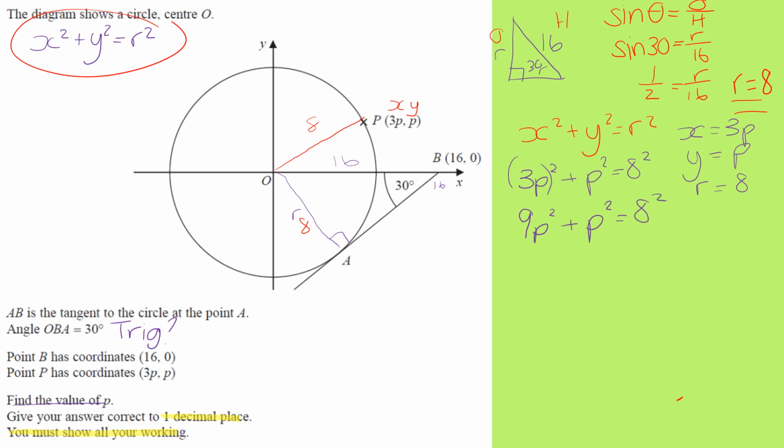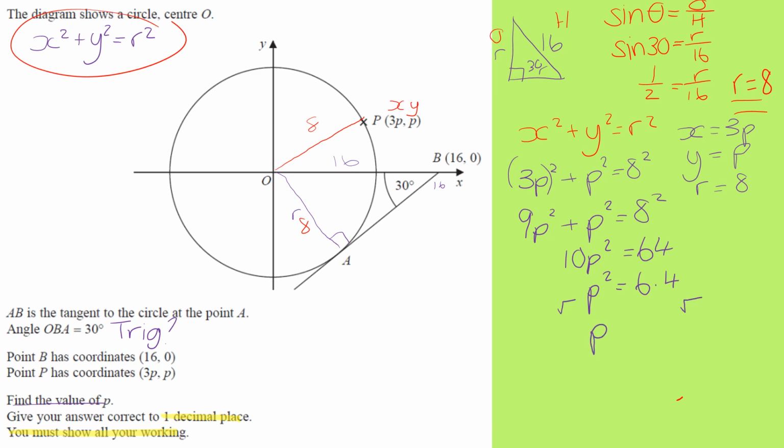Let's simplify this section here. 9p squared plus another p squared is 10p squared. And that is equal to 64, 8 squared being 64. Let's start to solve then. So p squared, we're dividing by 10 on both sides. So this is 6.4. And we're now going to square root both sides.